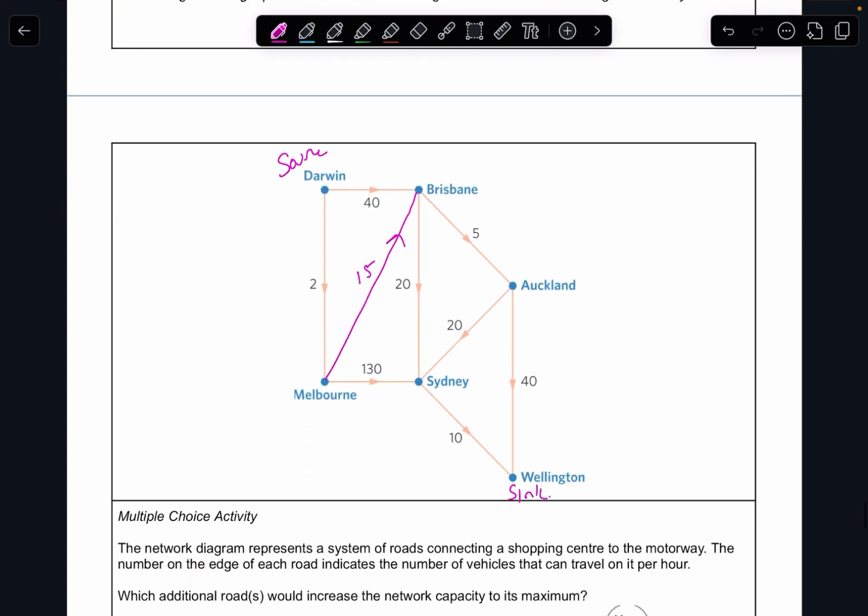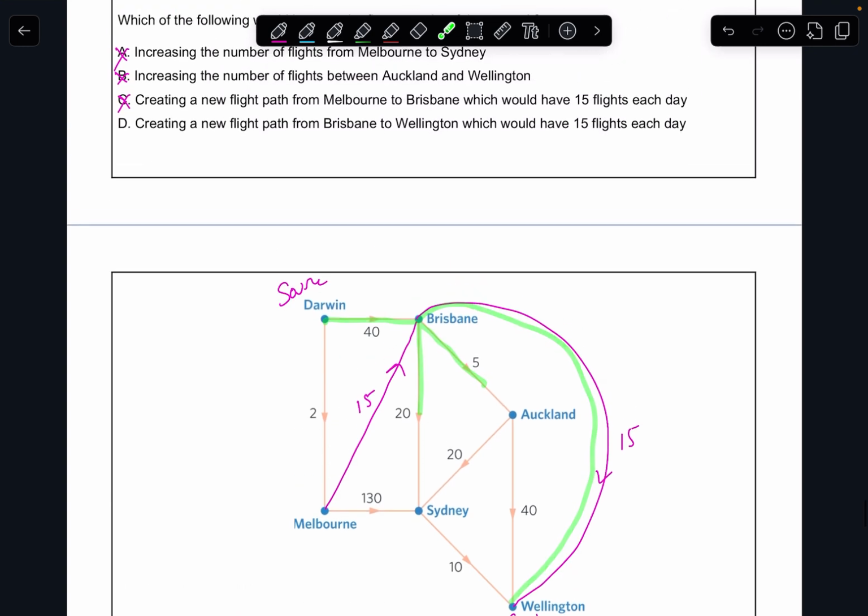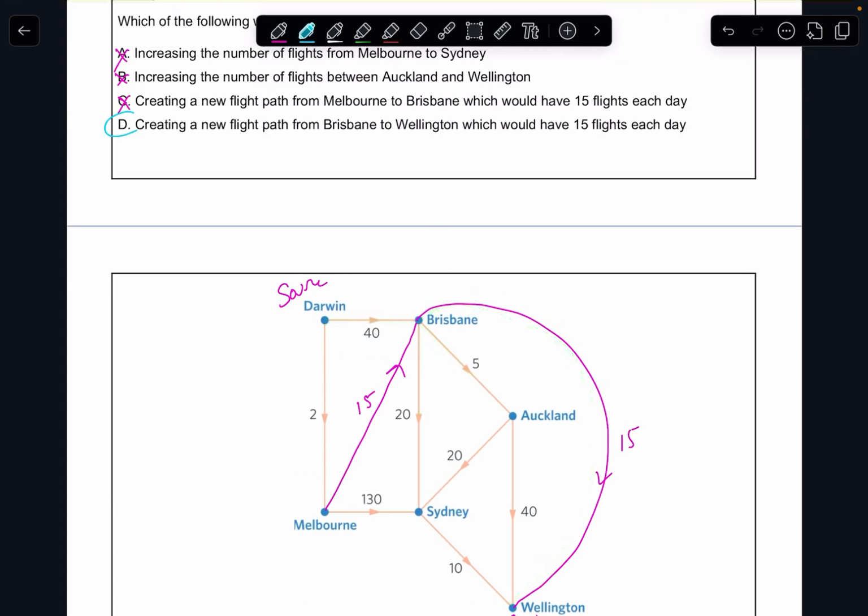Okay, the last one says creating a new flight path from Brisbane to Wellington, which would have 15. So Brisbane to Wellington with 15. Now that would help because I've got 40 here. I've got 20 coming out and 5 coming out. So I have an extra 15 that can go down here. So yes, D is going to be my answer.